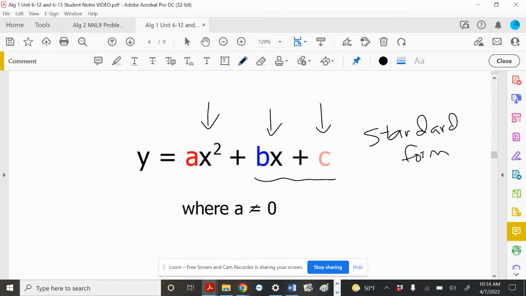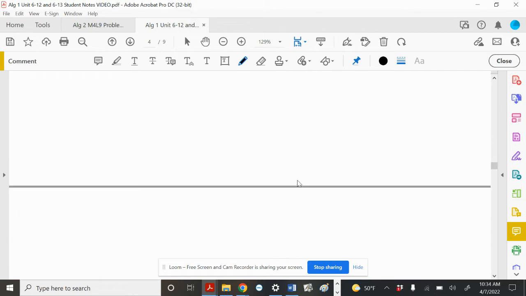A is the coefficient in front of the x squared, B is the coefficient in front of the x, and C is the constant. And notice that A can never be 0. So A can be 1, it can be a fraction, it can be negative, it can be any number, but it cannot be 0. Otherwise, it's not a quadratic. So that's what we're defining with these right here.